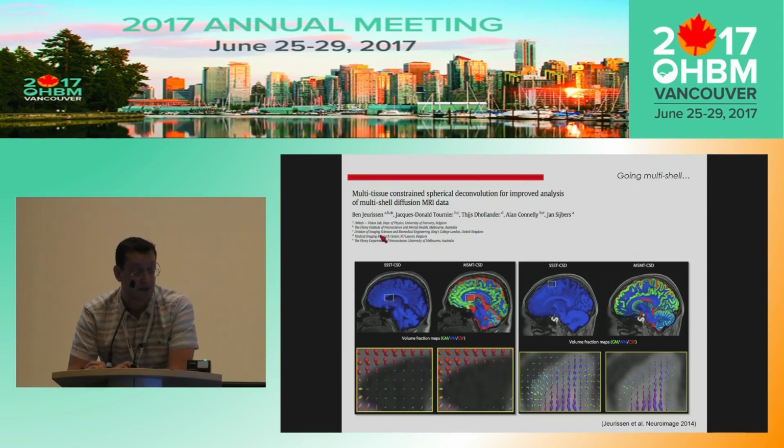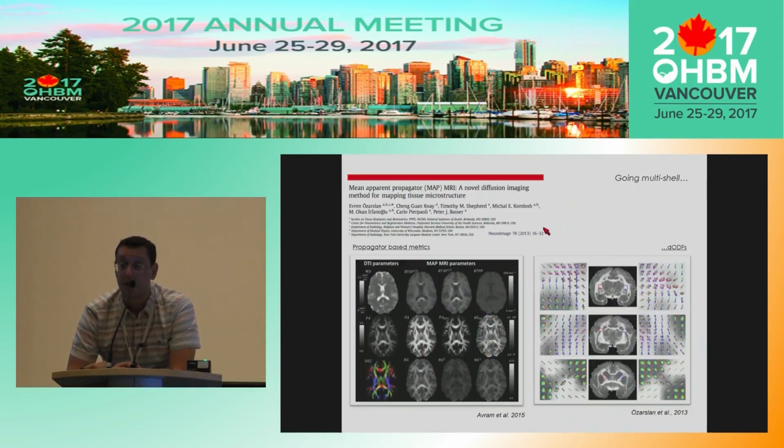This is an example of an evolution of CSD, taking into account multi-shell data. You can actually decompose the signal from white matter, gray matter, CSF. Now you have more things to work with. You can separate the different contributions, and you can improve the ability to detect fiber orientation without the spurious peaks I was telling you about before, which arise because you have partial volume.